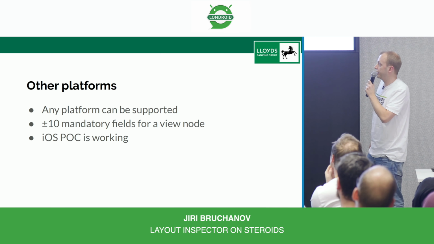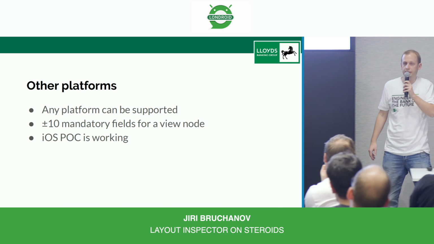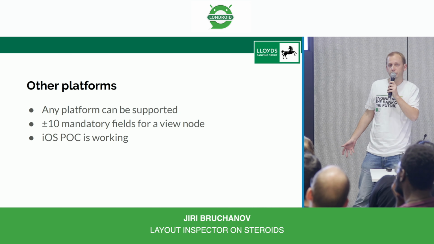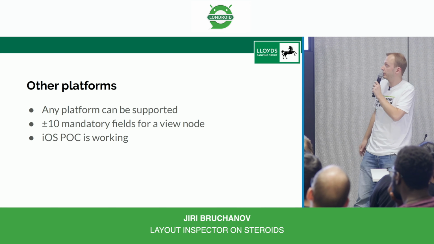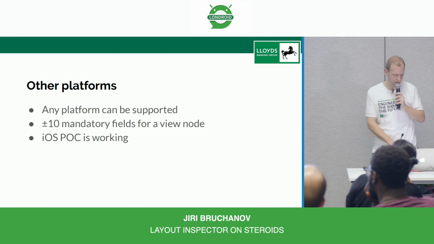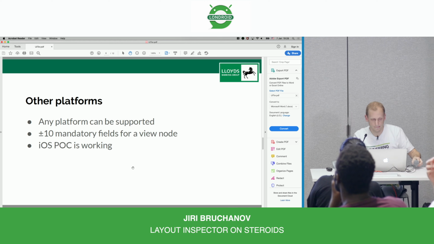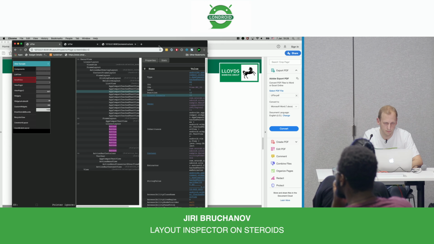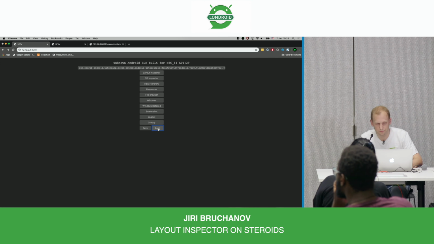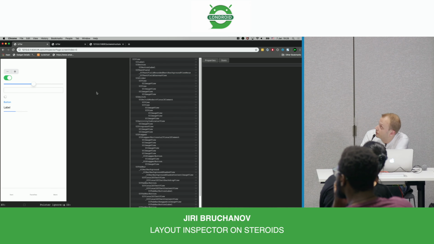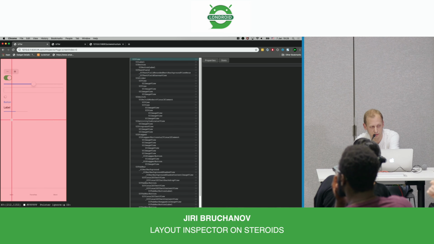In terms of the view hierarchy, each node has approximately 10 mandatory fields like view ID, and information about visibility and location, to be able to identify it on the screen and find it. I quickly built a simple iOS example so we can take a look. It doesn't extract any specific data, it just builds the view hierarchy to have something presentable. And as you can see, it works easily.